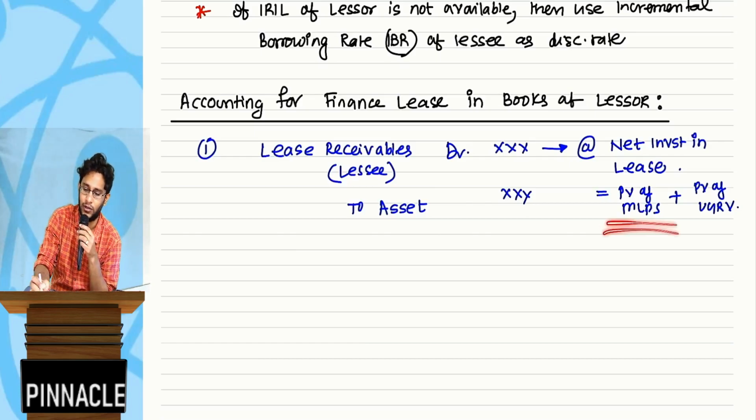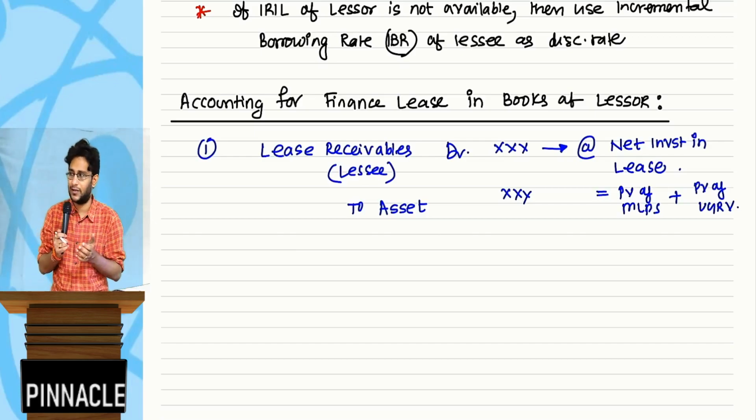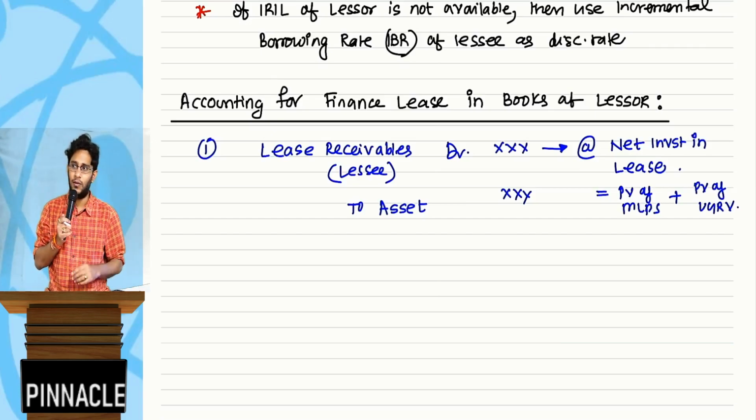Here anyway IRIL only this fellow will use because he knows his interest rate is implicit in lease because he only charged that. But if that fellow uses incremental borrowing rate, then again they will not match. So if at all a question comes where lessee and lessor both accounting you have to do, then don't panic that the numbers are not matching. They need not match. Why, if the prima facie rule is different, no?